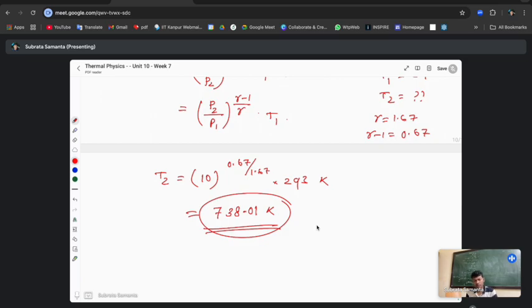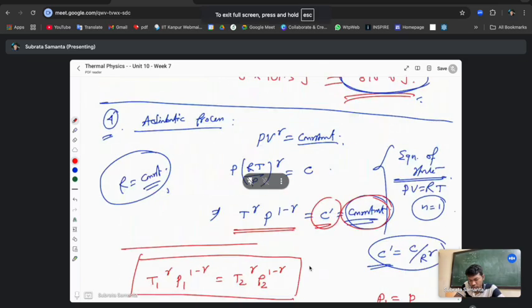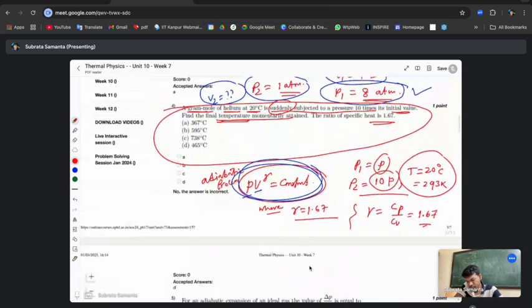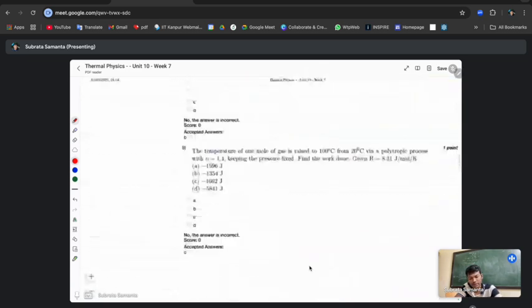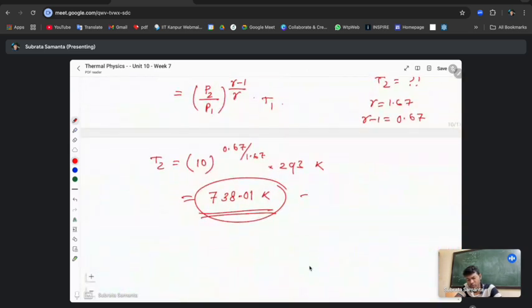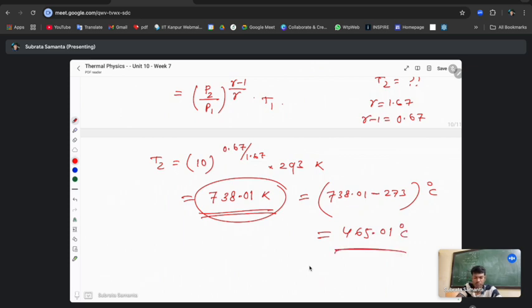Okay, so let's check the options. The options are in degrees centigrade, so you have to convert Kelvin to degrees centigrade. This is nothing but subtracting 273, right? So 738.01 minus 273 degrees centigrade becomes 465.01 degrees centigrade. So 465.